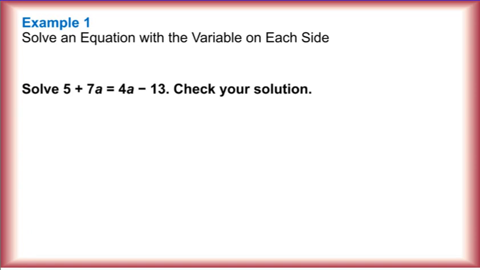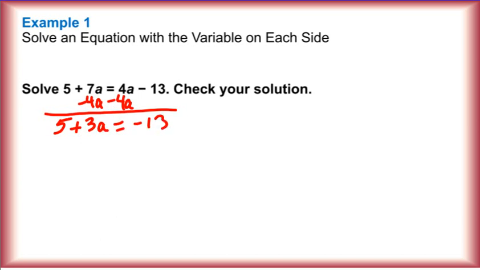So I look at where my variables are, and I want to make sure that my coefficient in front of my variables remains positive. So here I have a 7a on the left-hand side and a 4a on the right-hand side. 7 is bigger, so I'm going to move all my a's to the left. So the opposite of adding 4a is subtracting 4a. And when I do that, I'm left with 5 plus 3a equaling negative 13.